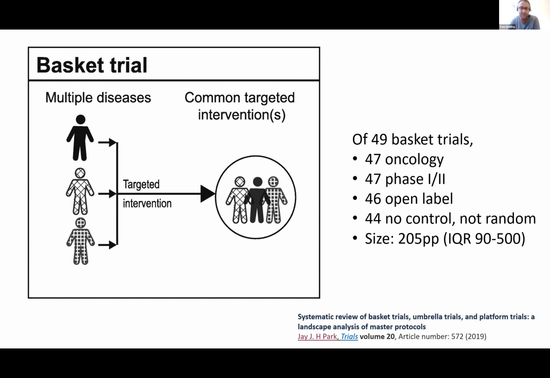So there have been about 50 of these basket trial designs that have been registered. Almost all of them have been in oncology. They're almost all, as you can imagine, early phase, so phase 1 and phase 2 or both. They're generally open label designed. They generally don't have a control group, and they're not randomized.